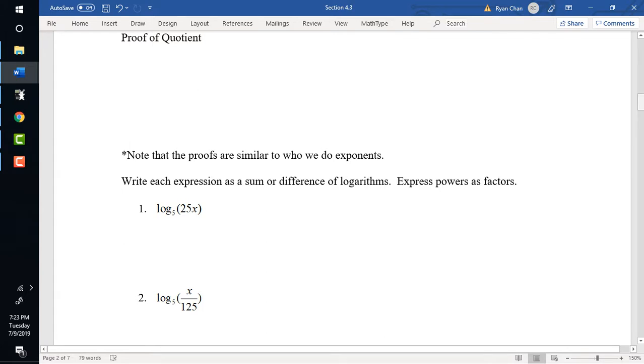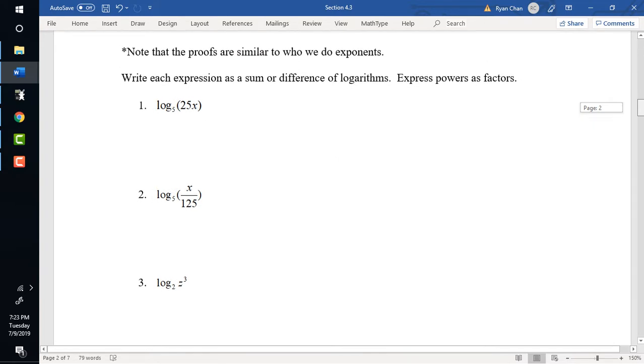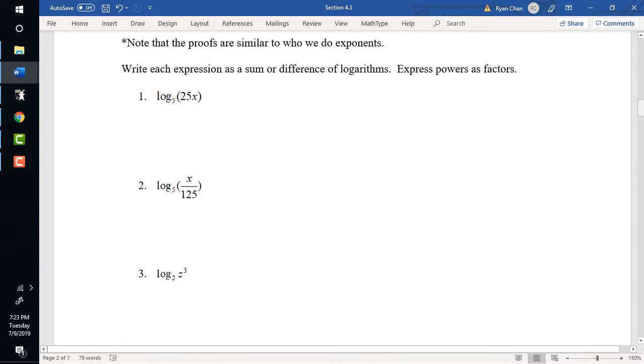So essentially what 4.3 is simply the fact that you will be asked to essentially take a log and you can split it into pieces, or you get a bunch of pieces and you put them together, okay? So let's take a look at this. Okay, let me give you some examples. So these here are examples where they give you one logarithm and they ask you to write it as a sum or difference of logs. And then they also ask you to write powers as factors.